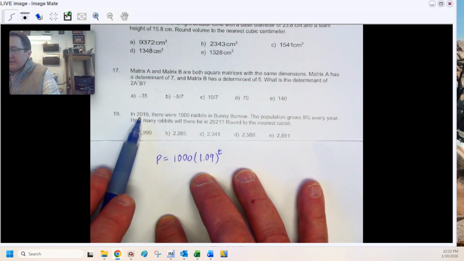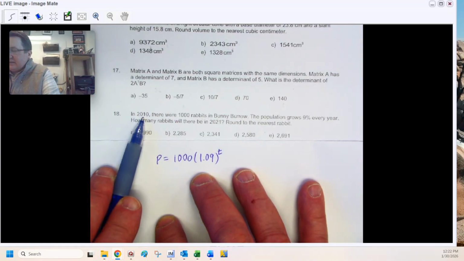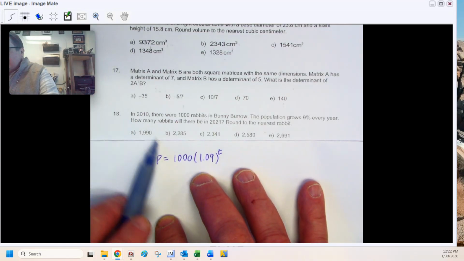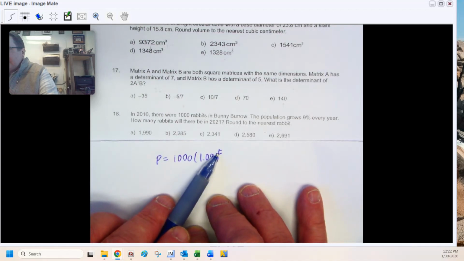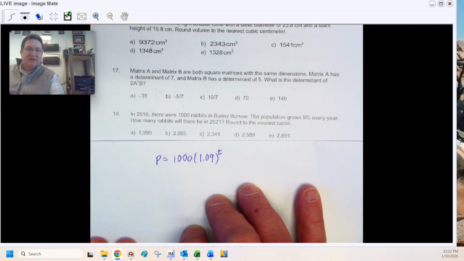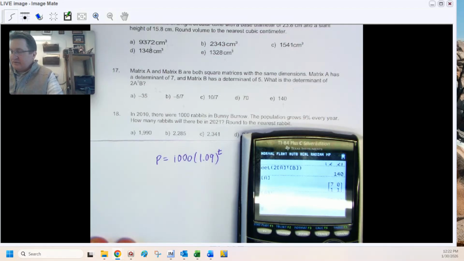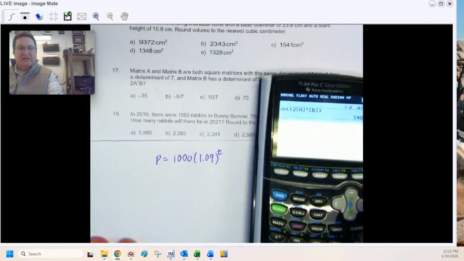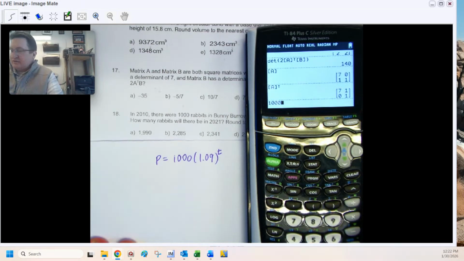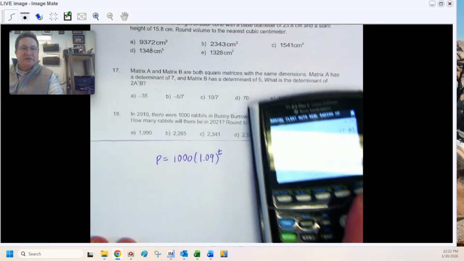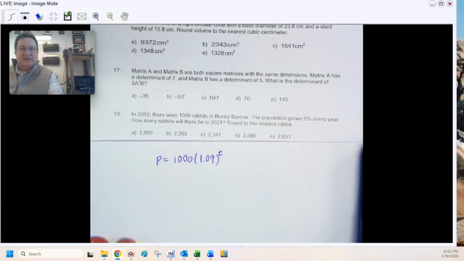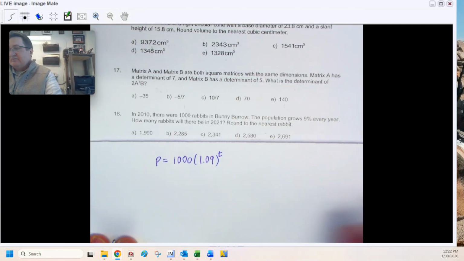If we're going from 2010, we're saying 2010 is t equals 0. Then if I plug in t equals 11, then I will have the answer for what they're asking me for. So let's do it. 1,000 times 1.09 to the 11th power. And so we get this number here, 2580, and you can see that as choice D.